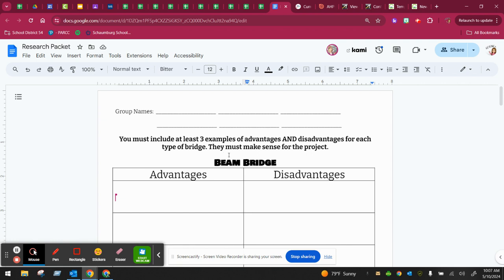Just as a heads up, on Tuesday, I'm going to be checking that everybody has done the exact same thing and that you don't have part of the beam bridge and part of the suspension and part of the truss bridge done. Everybody's working on the same bridge at the same time.